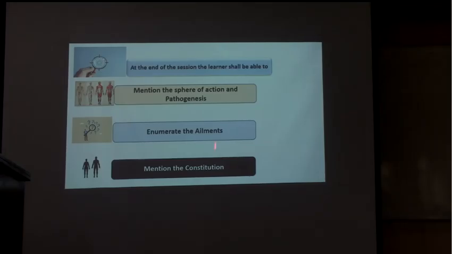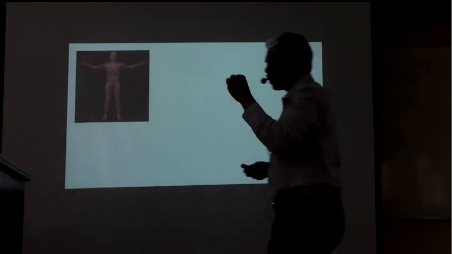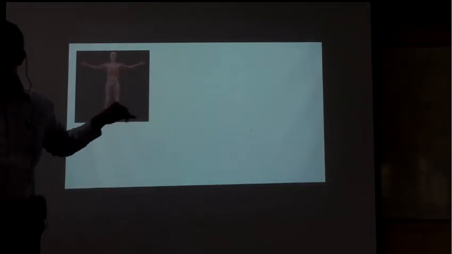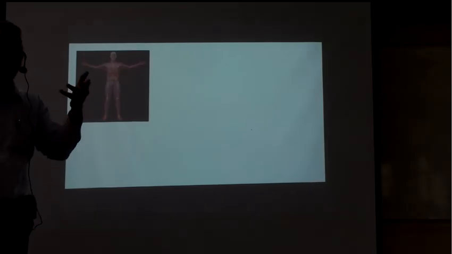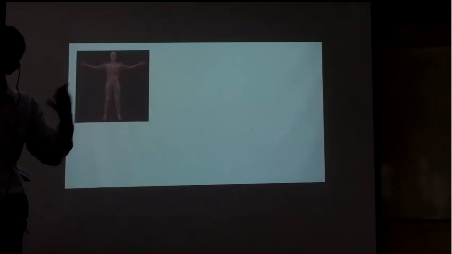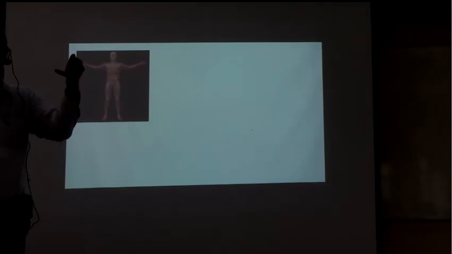So 3 very important things: sphere of action, pathogenesis, ailments, and constitution. When I deal with the ailment section, I will be sharing 2 more cases of opium, very, very interesting cases. So we come back to the first objective for today. What you see here is it is a deep acting remedy. What do you understand by a deep acting polychrest remedy? It acts on multiple organs, various parts, and the effect lasts for a longer duration.